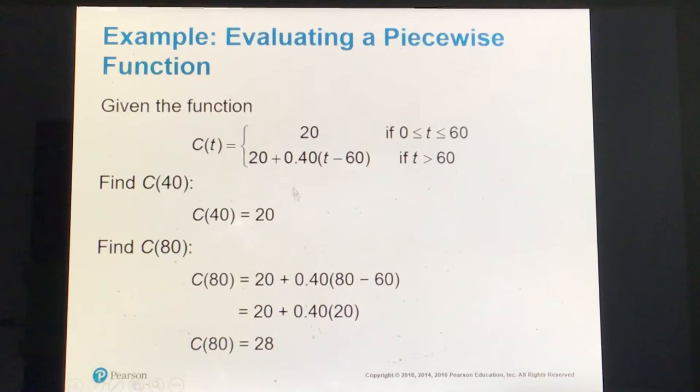Now, if I put in 70 for T, 70 minus 60 is 10, and 10 times 40 cents is $4. So it'll be $4 more. See, they're putting in 80. 80 minus 60 is 20. 20 times 40 cents is $8. So you get $28. And this is where piecewise functions are used a lot in economics and business, like this.